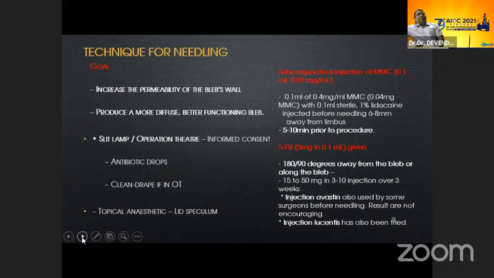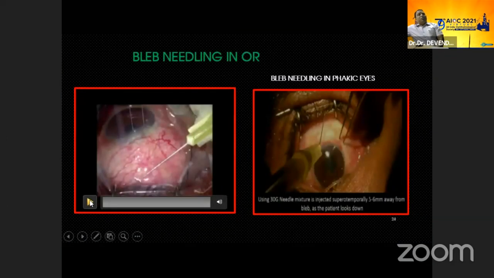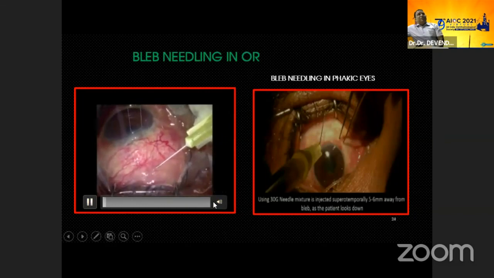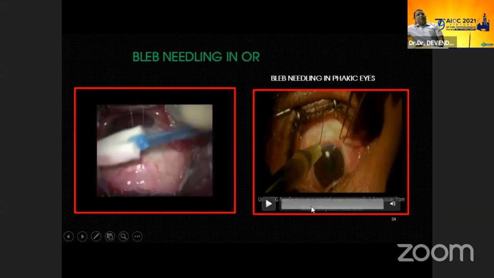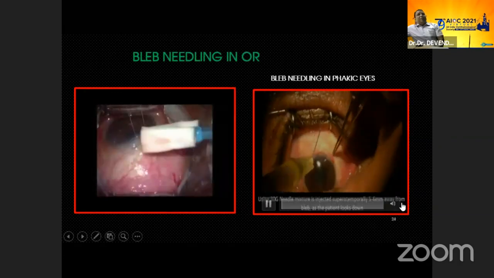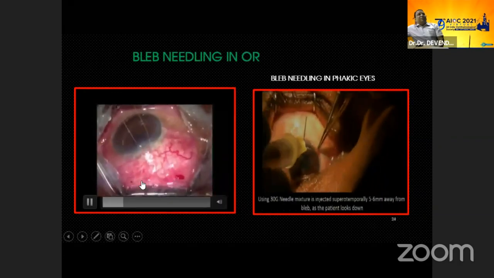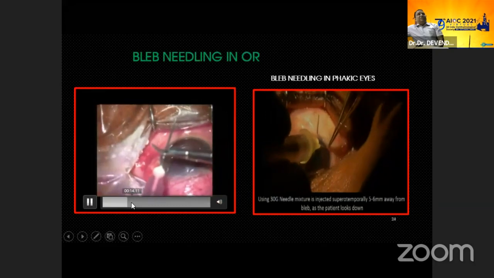Once you are expert in the operation theater, then you can go on to the OPD procedure. So see this video. First I'm injecting the mitomycin C. After injecting mitomycin C, I'm pulling it away from the bleb area. Then a 30 gauge needle is bent.